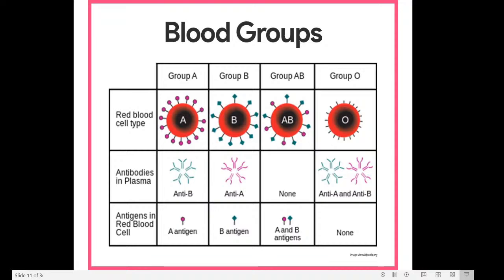Here you can see that blood group A has anti-B. We can't mix blood group A with group AB, because AB has antigens A and B. If A and AB are mixed, the B antigens interact with the anti-B antibodies, which causes coagulation.